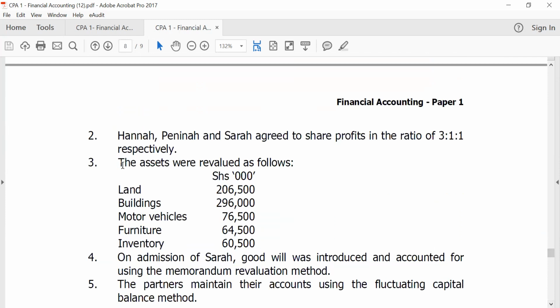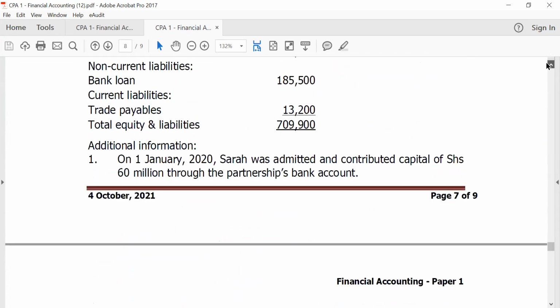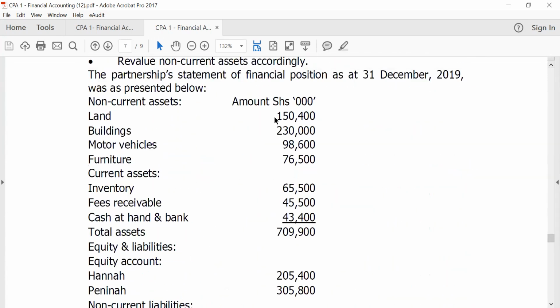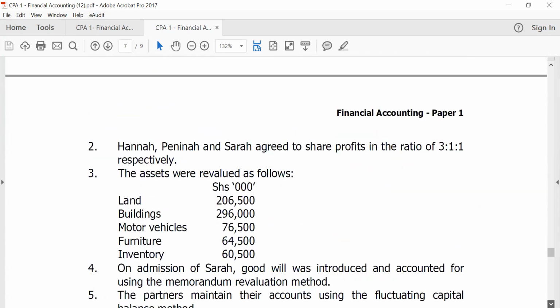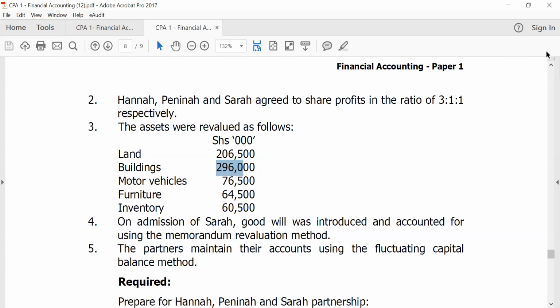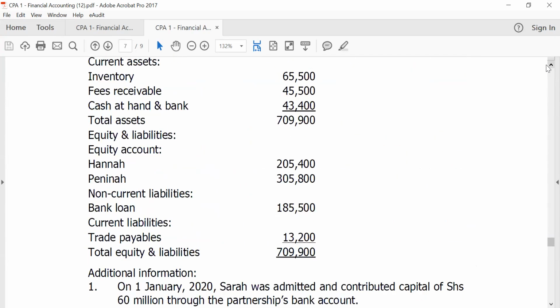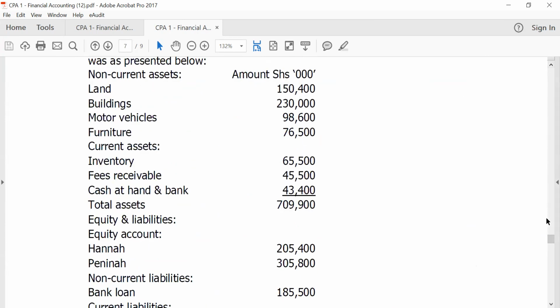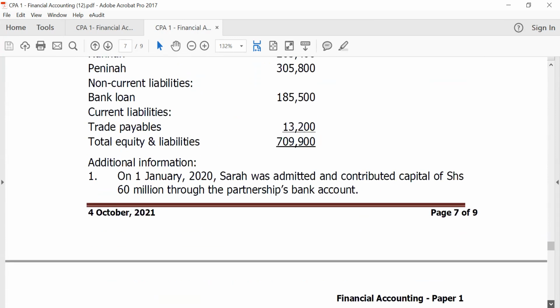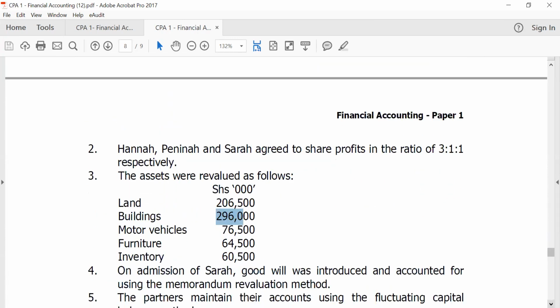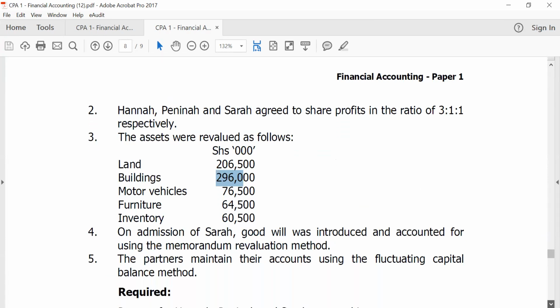And then they are also telling us that the assets were revalued. By assets being revalued means we've looked at the value of the asset. For example, land is now 206,500, but what was the value previously? From here, we see that land was 150,400. So it has now gone up. Most likely, the assets usually go up. Buildings is 296. Previously, it was 230, okay? And then we proceed. Furniture is also that, and then they give us inventory, that value.